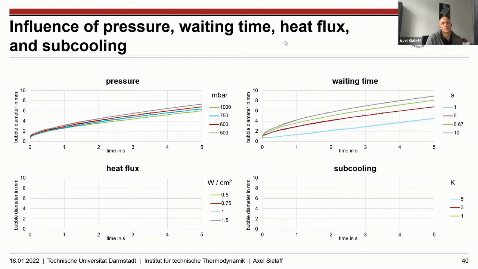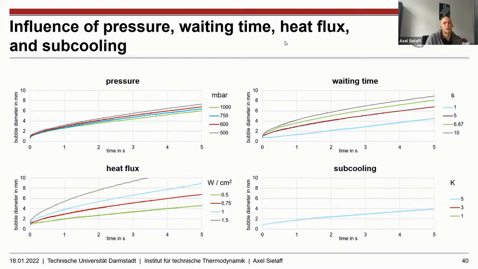If you increase the waiting time, so the time we heat the system before we nucleate the bubble, it will grow faster. It's the same for increasing heat flux, the bubble will grow faster. And for decreasing subcooling, the bubble will also grow faster, which is more or less expected. But you can also see the significance of the different influencing parameters. For example, in this parameter range, pressure has not so much influence, but heat flux and subcooling have a much larger one.